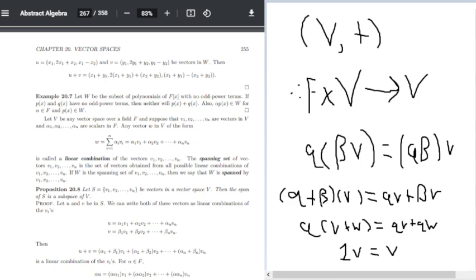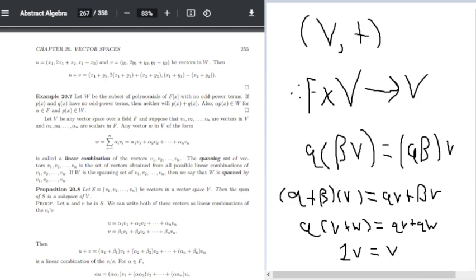Now, let V be any vector space over a field F, and suppose that v1, v2, all the way to vn are vectors in V, and let alpha 1, alpha 2, all the way to alpha n be scalars in F. Any vector w in V of the form w equal to the sum from i equals 1 to n of alpha i vi, which is written as alpha 1 v1 plus alpha 2 v2 plus all the way to alpha n vn, is called a linear combination of the vectors v1, v2 to vn. The spanning set of vectors v1, v2 to vn is the set of vectors obtained from all possible linear combinations of v1, v2, vn.